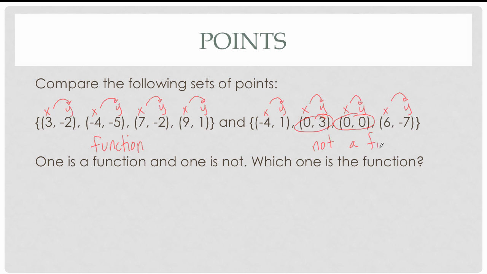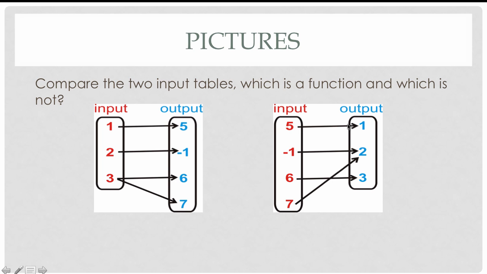It's a relation. I can plot these points. I can represent them. There's something mathematical going on, but it is not a function. All right. Let's take a look at more of a table format. Which one is a function, which one's not? Well, again, each input value has to have only one output value. So 1 turns into 5, 2 turns into negative 1, but look what we got here. 3, this input value turns into two different output values. So this one is not a function.